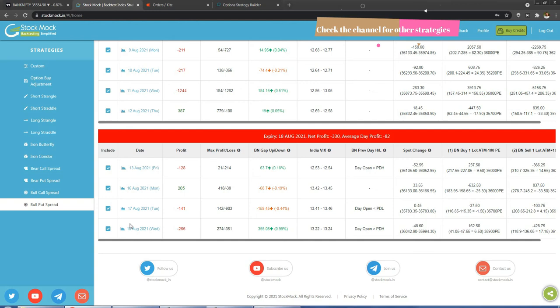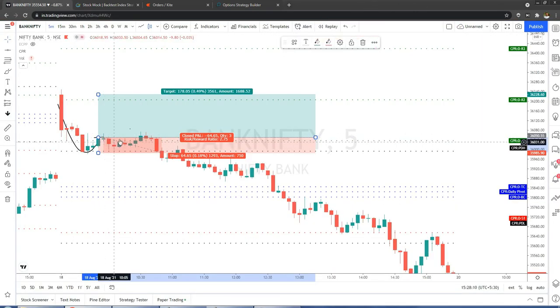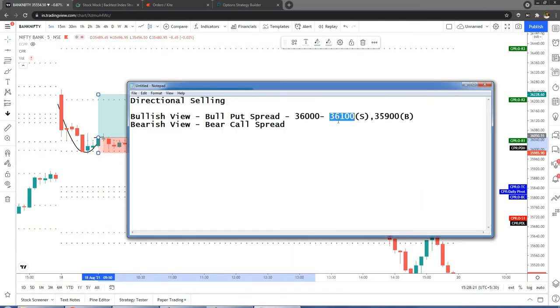See, on 18th August, the loss is just 266. Did you imagine how much loss you would get? This is very limited. The reason is, it's been consolidating for more than half an hour, right? So what happened is, the selling put leg, what we sold at 36,000, would already decay, and the other leg would also decay.